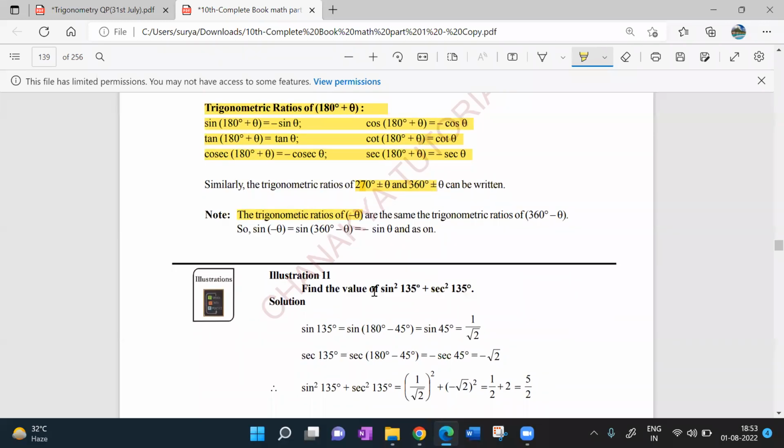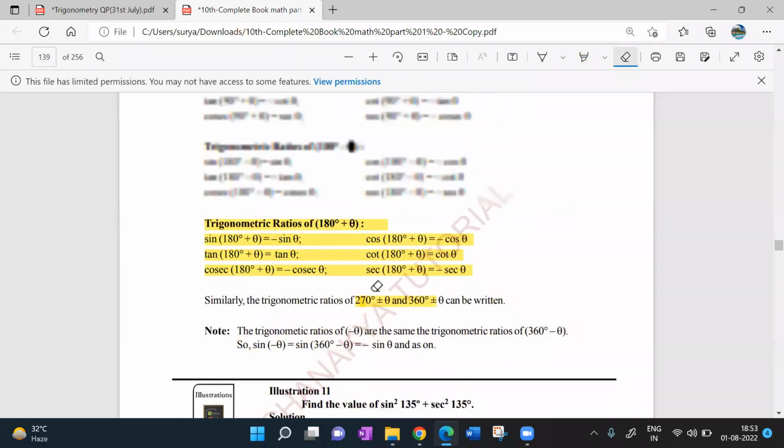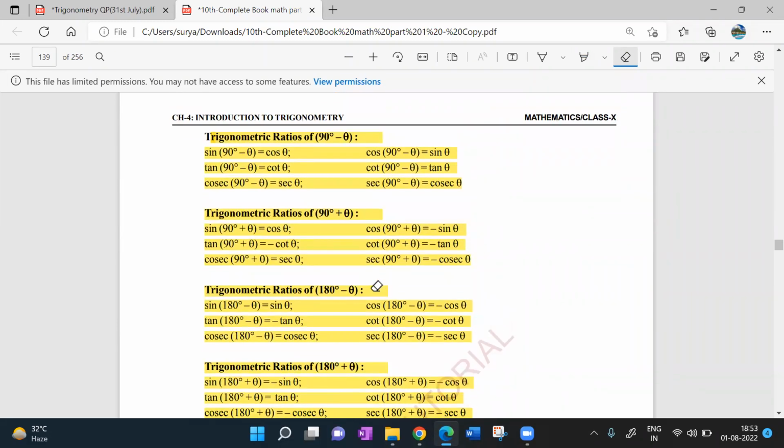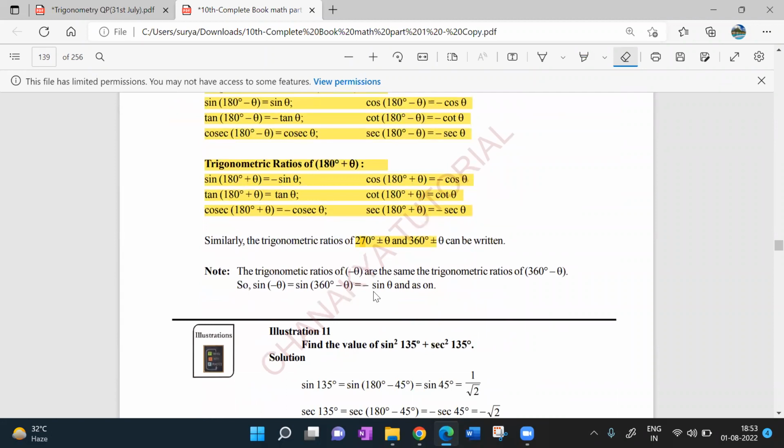Now, look at it. Note: trigonometric ratios of minus theta are the same as the trigonometric ratios of 360 minus theta. Sine minus theta can be written as... I'll tell you a beautiful fact here. What is the meaning of this note? Very important for JEE Mains. This is the one. Look at it here.